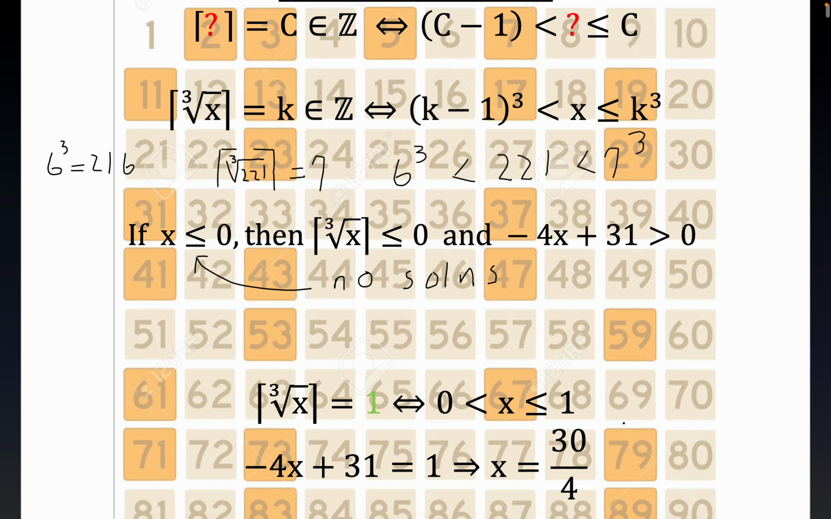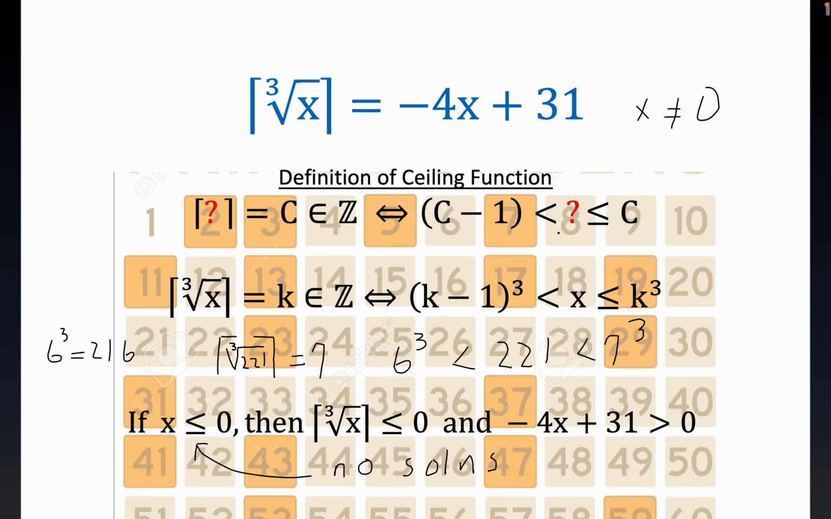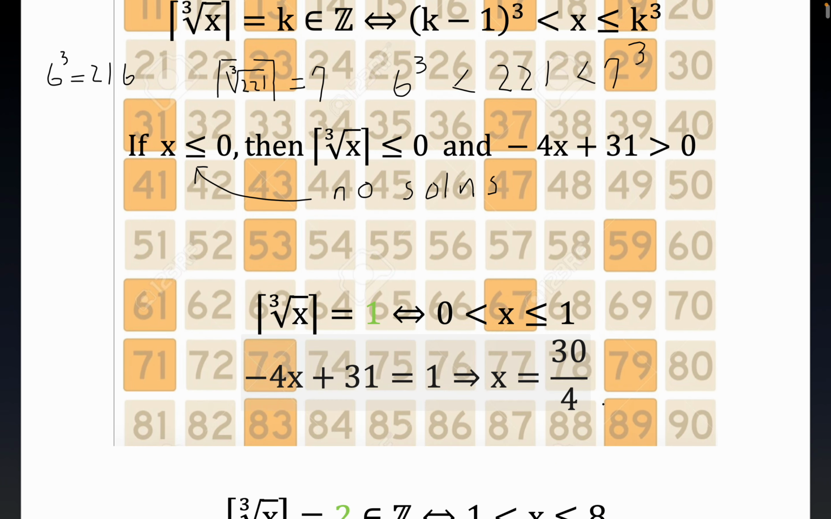All right, and so that means we would have to set 1 equal to the right-hand side. Remember, here's our original equation up here. So we have to set 1 equal to this and see what pops out. When we do that, we get 30 over 4, right? But 30 over 4 is certainly greater than 1, right? So it's not in this solution interval. So there's no solution for the ceiling equals 1.